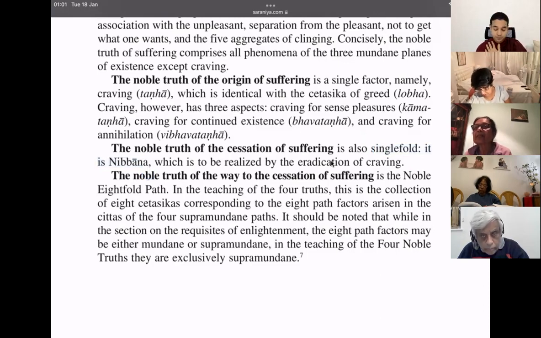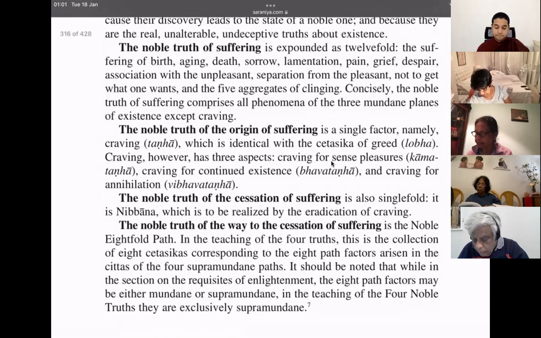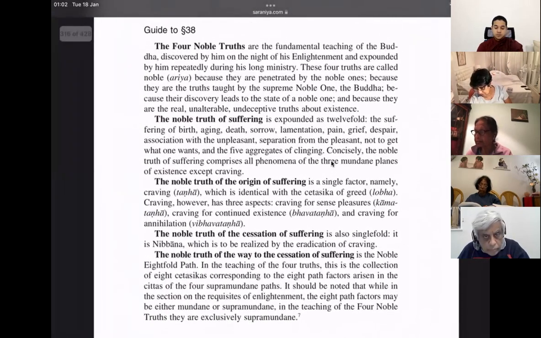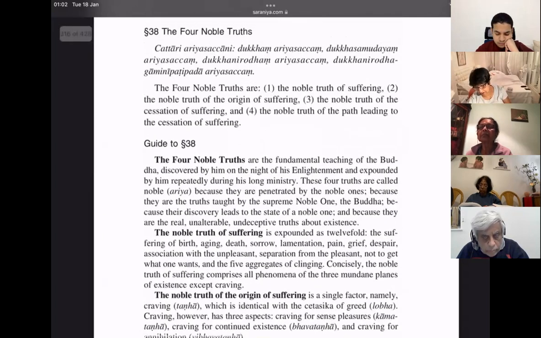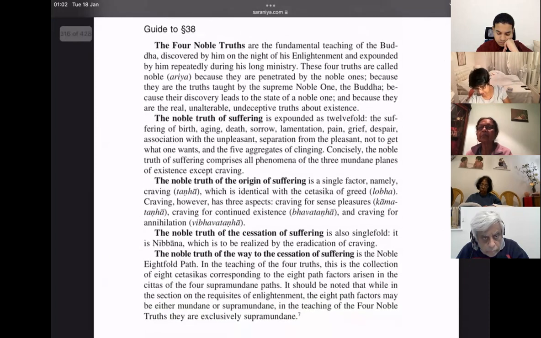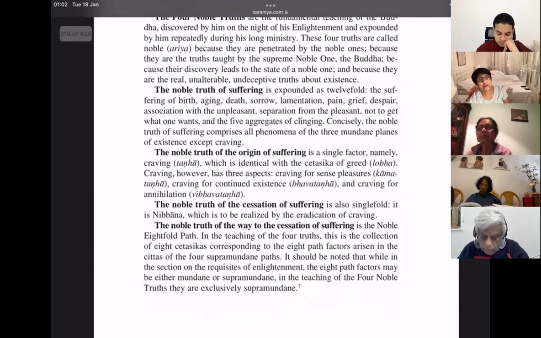Yes, Devika. What I want to mention is, Bhante, in this guide to 38, when we were going through the noble truth of the origin of suffering, after that first paragraph, there is another little paragraph which we didn't go through, because every time we go through a section, I underline. It's there in this page 289 under guide 238. First is the Four Noble Truths, then the Noble Truth of Suffering, then comes the Noble Truth of the origin of suffering. So we went through the first paragraph of that.